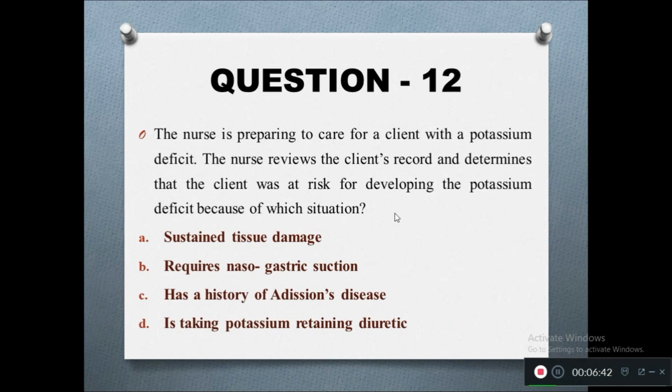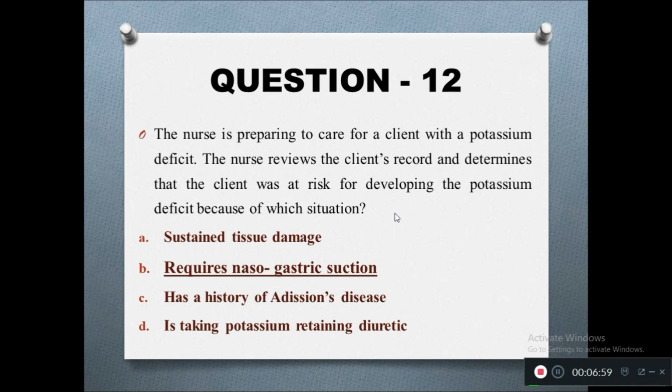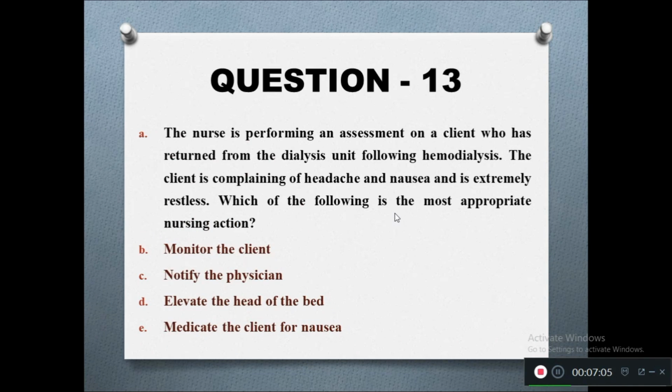So in this question, the nurse is preparing to care for a client with potassium deficit. Potassium deficit usually occurs when you suction the gastric contents. So the right answer is that the client who requires nasogastric suction is prone to develop potassium deficit. Question number 13.